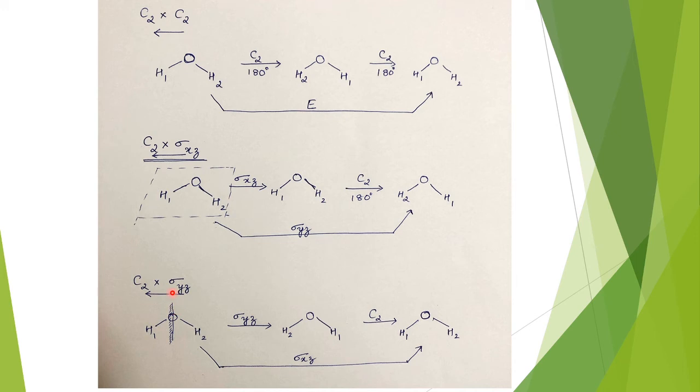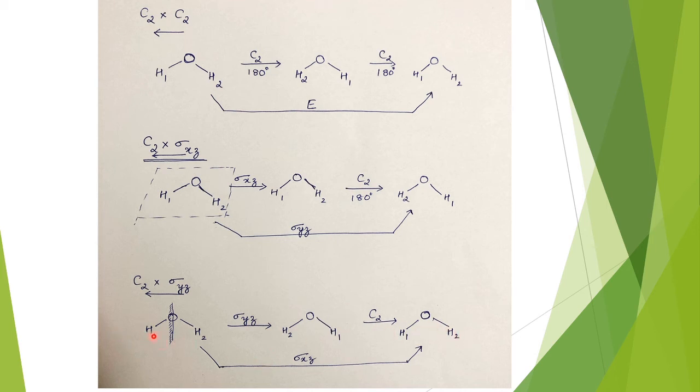Here it is C2 into sigma v YZ. I have missed the v here. Sigma v YZ is the plane passing through oxygen alone, and we have the two hydrogen atoms here. On reflection, the first orientation was H1 on the left hand side, and the new orientation is with H1 on the right hand side. And again we are performing the C2 rotation, that is rotation through 180 degrees, and here H1 comes back to the left hand side and H2 goes to the right hand side.